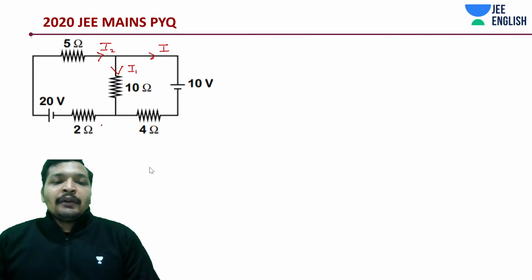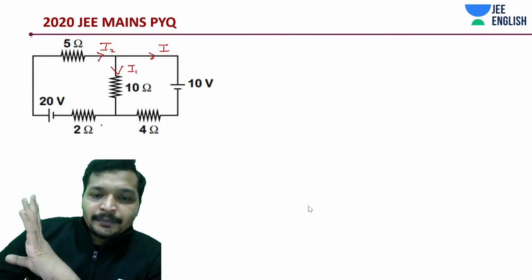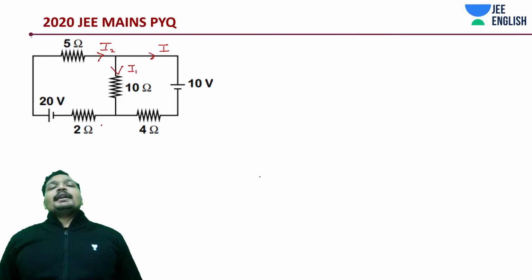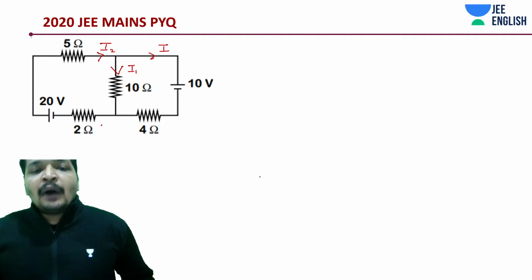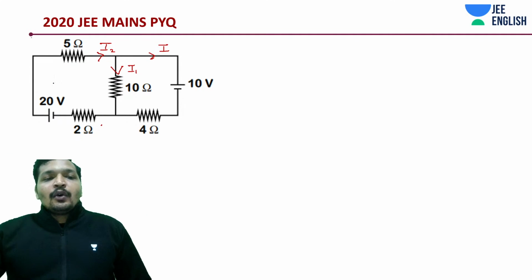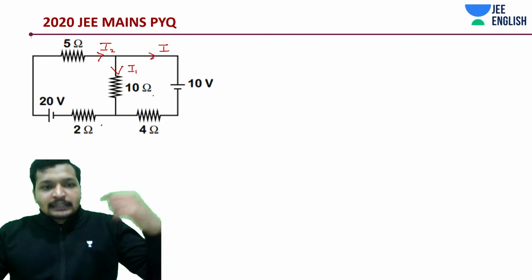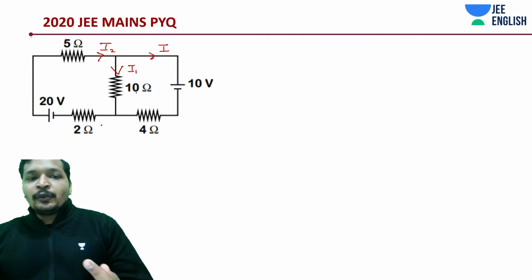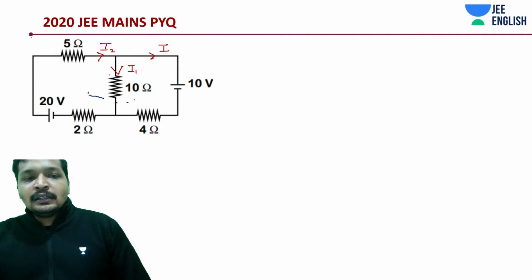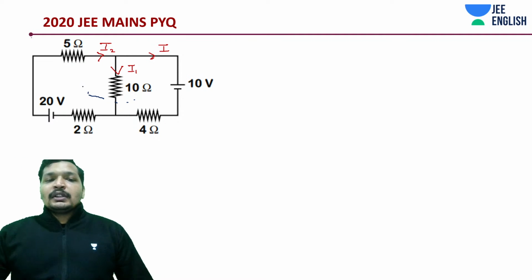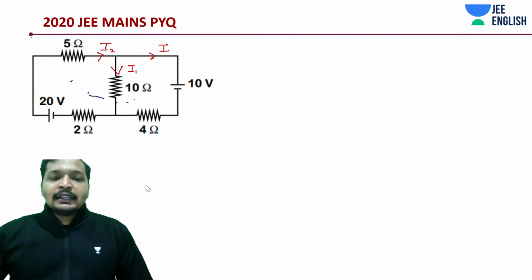Next, I'm going to take two loops. Now observe what I'm trying to do. How am I choosing those two loops? There are three loops in total: one big one and two small ones. Let me indicate it quickly to you.